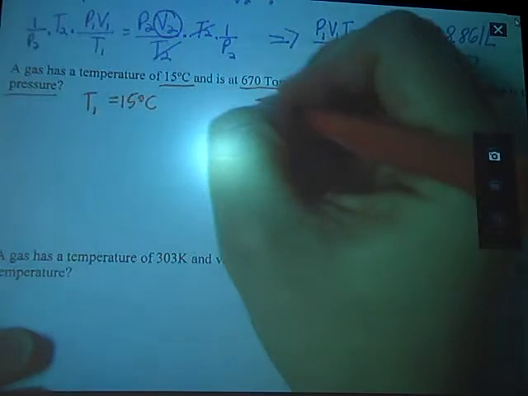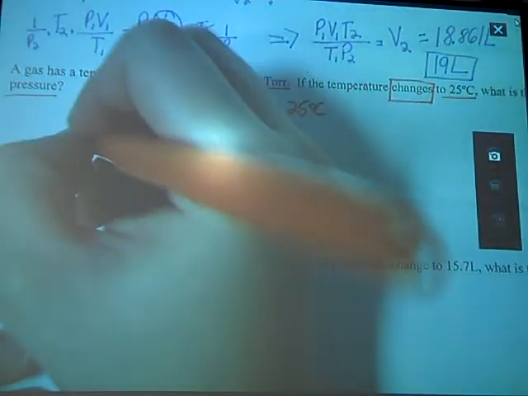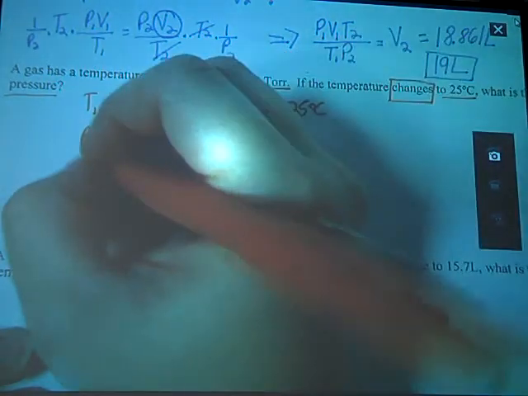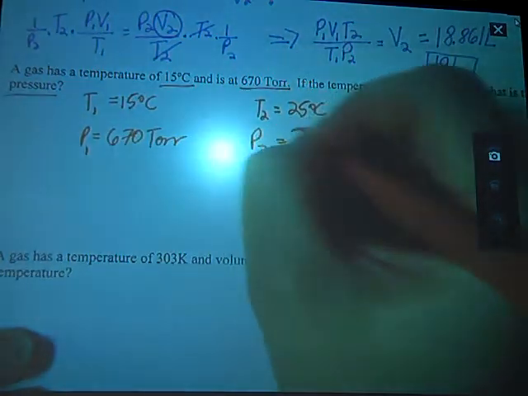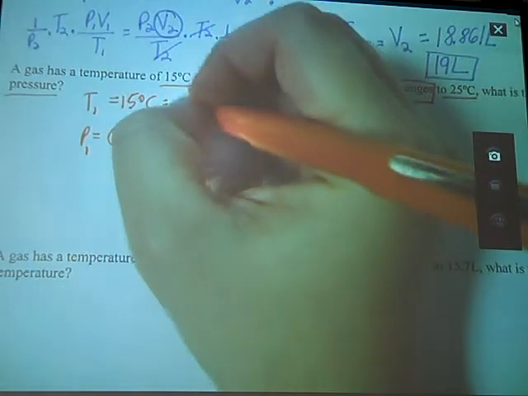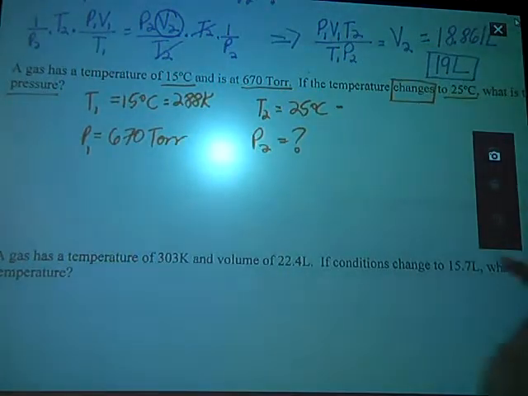temperature, pressure, and pressure. Remember, temperature is the unit that you do not get a say on. It must always be done in Kelvin. So we add 273.